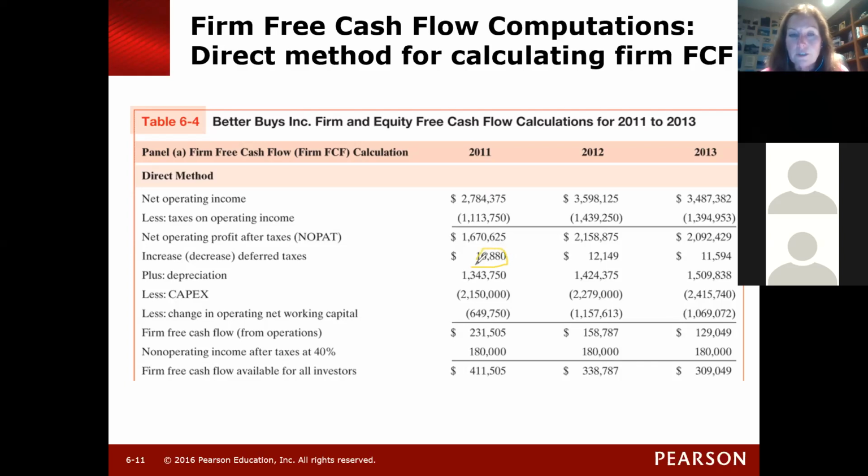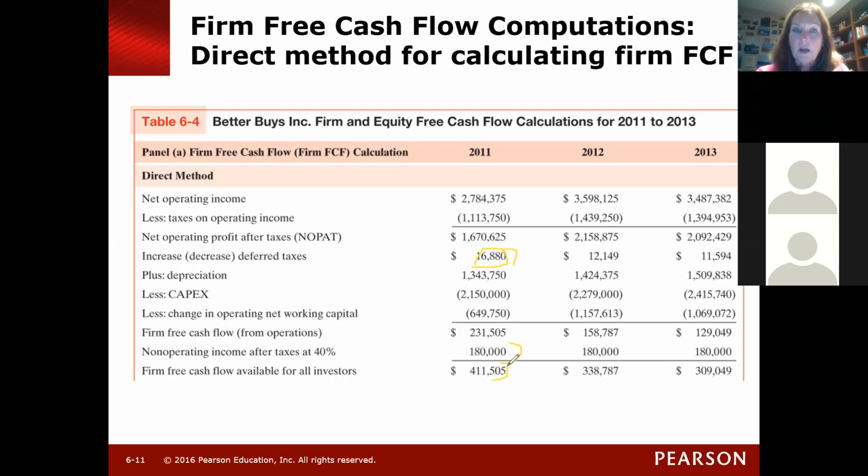If we had looked at their deferred tax account in 2010 and 2011, we'll see that there was an increase between 2010 and 2011 of 16,880. Then you add back the depreciation. So everything is essentially the same, except you have to take into consideration this deferred tax number. You're going to subtract out your changes in capital expenditure, subtract out your changes in net working capital. Those are uses of cash to get to your firm cash flow from operations. Then you take a look at net operating income after tax as well to get to the firm's free cash flow. So that's how we arrive at our cash flow numbers.